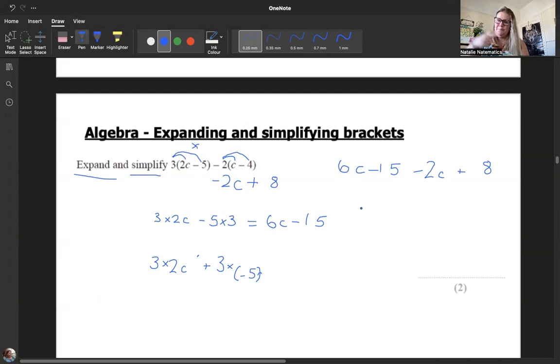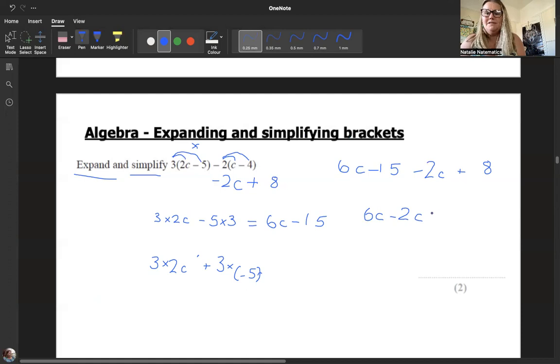So what I'm going to do is put that extra step in. I'm actually going to put those 2 together. So we've got 6C, and then we're taking away 2C. There's a minus 2C there. And then I'm going to do the numbers.